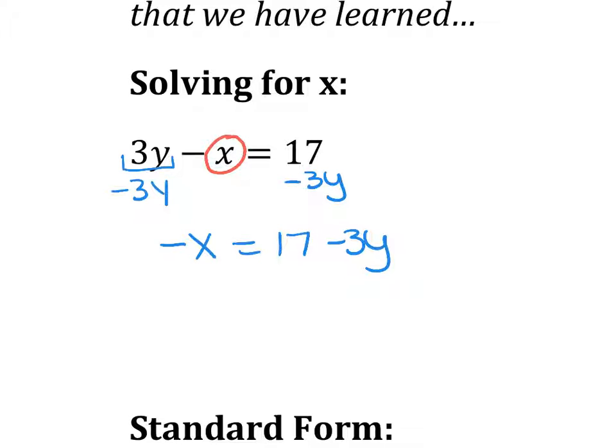And then x is almost by itself, but we have this negative out in front, which is essentially like a negative 1 being multiplied. Yes? 17 plus 3y. Yes. How did you do that?